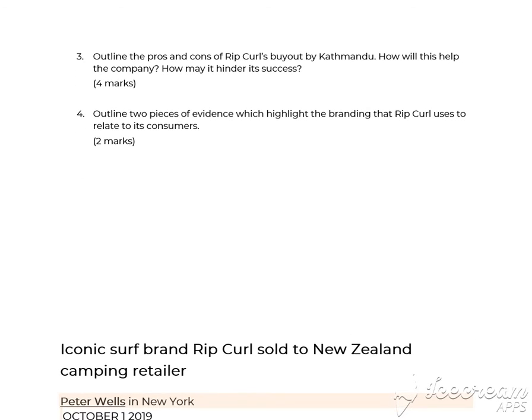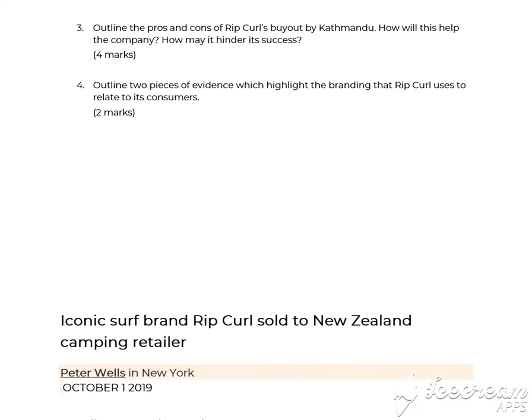Then part 4, outlining 2 pieces of evidence which highlight the branding that Rip Curl uses to relate to its consumers. So here, when we're talking branding, we're talking any method that Rip Curl uses in an attempt to create an image of itself. So it could be things like its suppliers, it could be sections of the brand itself, it could be the image it has created over the past few years. Feel free to bring in some of your own personal knowledge that you have about Rip Curl, or use the notes that you've taken on the book as well.